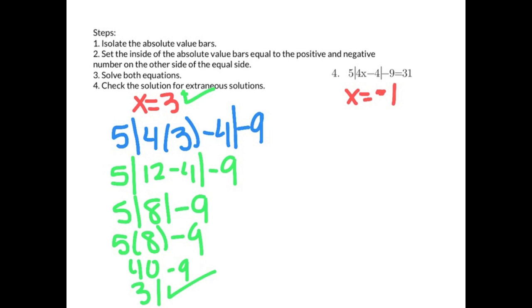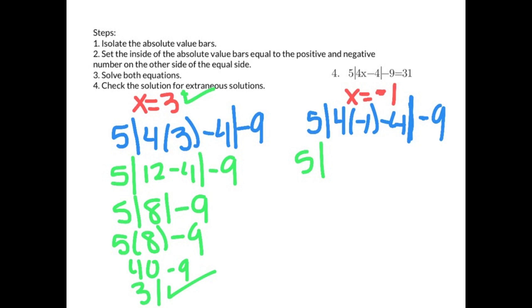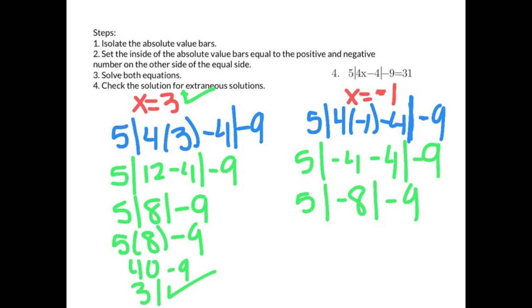And then our next solution was x is equal to negative 1, so I'm going to go ahead and plug that in as well. On the outside, I have a 5, and on the inside, I have 4 times negative 1 minus 4, and on the outside, I have a negative 9. So I'm going to solve once again the inside of those absolute value bars first, just like I would parentheses. I got 4 times negative 1, which is negative 4, minus 4. So on the inside of the bar, once again, I have negative 4 minus 4, which is equal to negative 8.